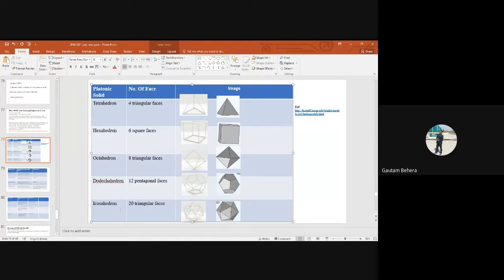Then icosahedron, here 20 triangular faces are present. You can see triangles are here. Like this we have 20 triangular faces. So these are the 5 Platonic solids, and these are the images. And these are the number of faces we have. And you understand triangles, squares, pentagons, they constitute these solids, right? And triangle, you have to remember always it should be an equilateral triangle, right?